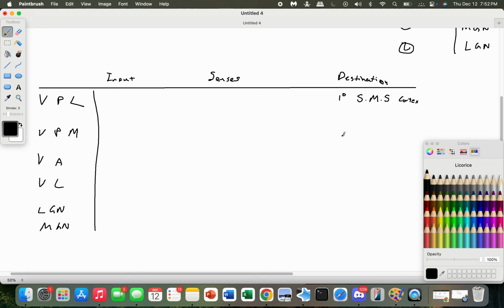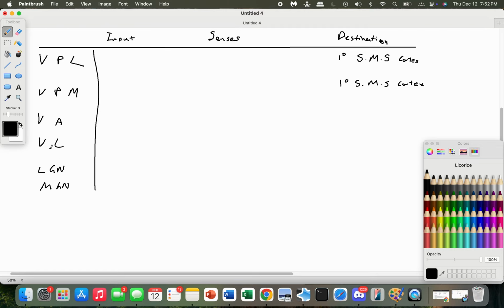Great. VPM, again, these are both posterior groups. So posterior means we draw the line up. We have our primary somatosensory cortex again. Now we're at the ventral anterior and ventral lateral nuclei. These are together part of the anterior group. So the VA and the VL, both of these are going to go to your motor cortex. I'm just going to write it larger so that it shows between the two. Motor cortex.